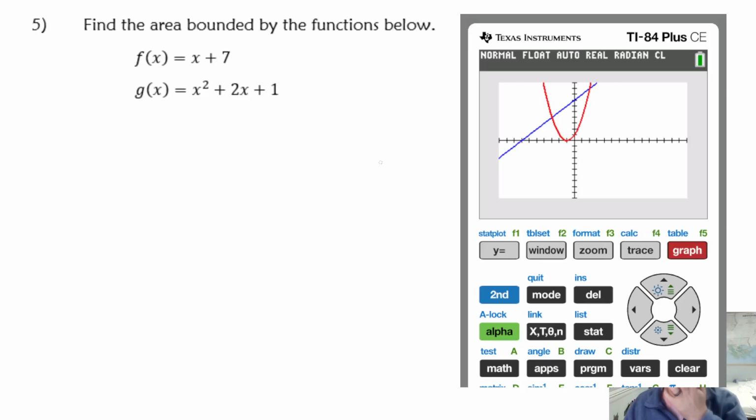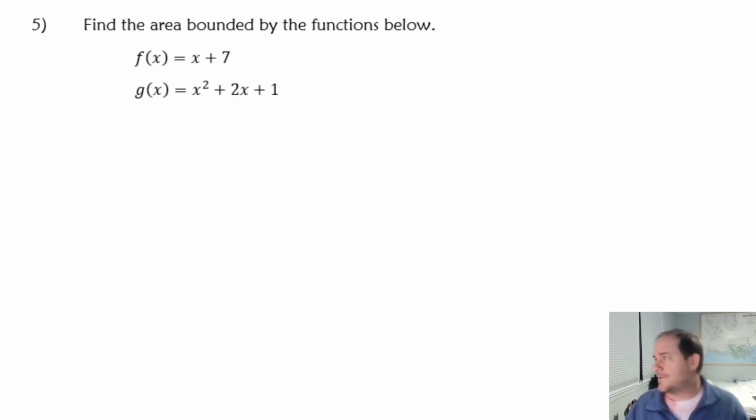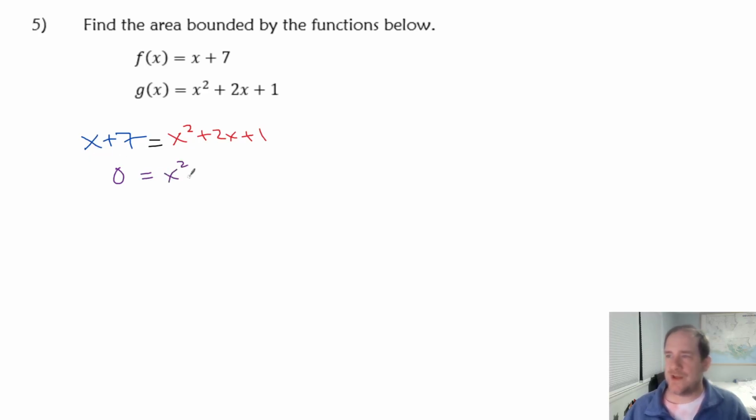But let's show the algebra and make sure that really makes sense. So turn this calculator off, give ourselves room back, and do this math. Alright, so grab the line, x plus 7, set it equal to the quadratic, x squared plus 2x plus 1. And get that thing set equal to 0. So your x squared's fine, but we're going to subtract x, so we just have plus 1x. We're going to subtract 7, so we just have minus 6.